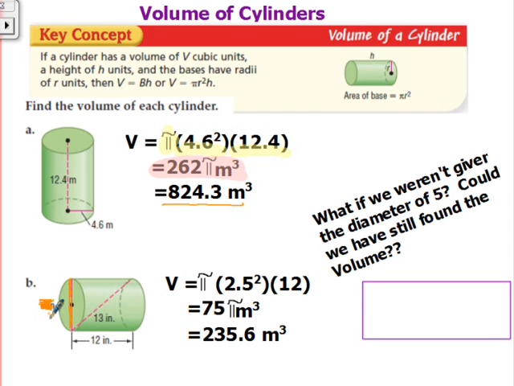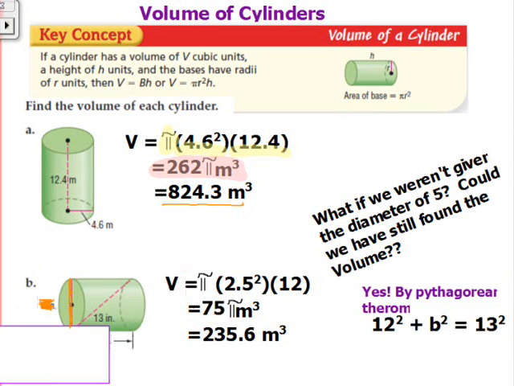Anybody guess? Yeah, we can watch it. We could use the Pythagorean theorem, this right here, because it's the height, we know that that's a right angle. So we could use the Pythagorean theorem to find the diameter that would then allow us to cut that in half and find the radius. So that's an example of a problem you could see.